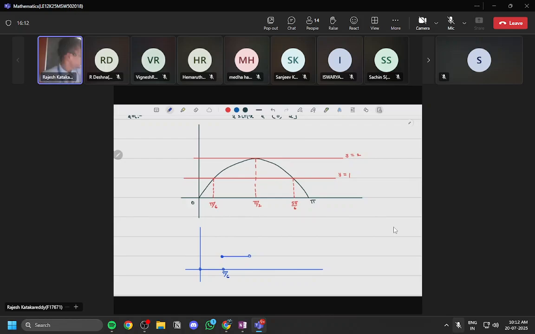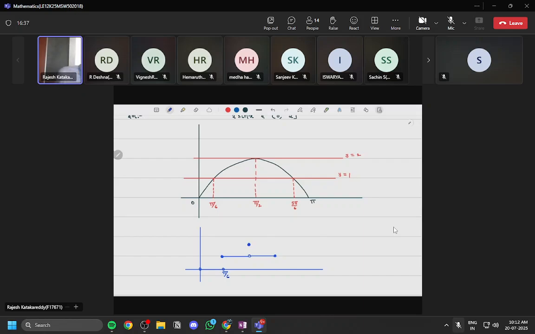At pi by 2 what is happening? At pi by 2 it is 2, so it will be somewhere above here. Understood this one? Now again, from pi by 2 to 5 pi by 6 it is in between 2 to 1, decreasing. So I can say again 2 to 1, greatest integer will be 1 again. Clear? Any doubt in this?